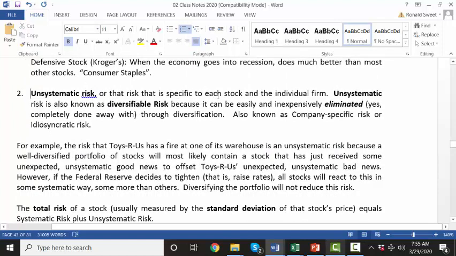that's the risk that is specific to the individual firm. It's also known as diversifiable risk, even idiosyncratic risk. You'll hear these different terms. And the wonderful thing about unsystematic risk is that it can be very easily and very inexpensively completely eliminated. Not just reduced, not just managed, but simply, totally and completely eliminated, just through diversification.